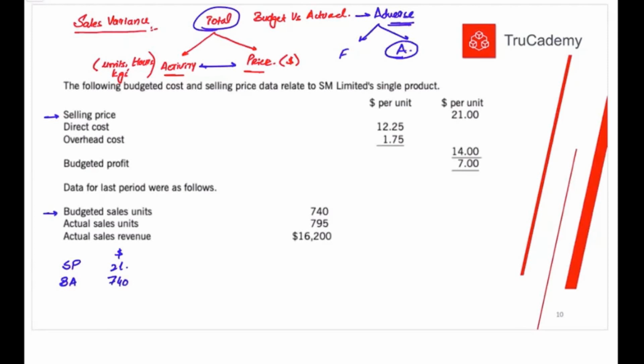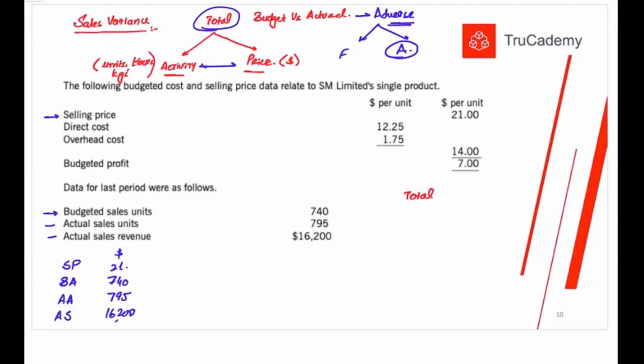Then actual sales revenue. This is the actual activity, the actual sales units. So budgeted activity is 740 and actual activity is 795. And then the actual sales in total is given. This is $16,200. So we got all this information. Clear with this thing so far? Yes, sir.